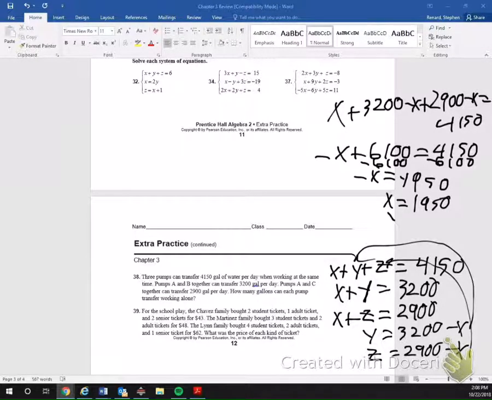So now what I'm going to do is start building it back in. Okay? So I know that y equals 3200 minus x. So I go 3200 minus 1950, or 1250. And then z is going to be 2900 minus 1950, or 950. And then I can go back, double check my work, plug those in, and make sure they're right, and they are, and they're done.